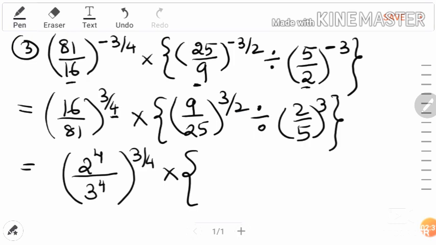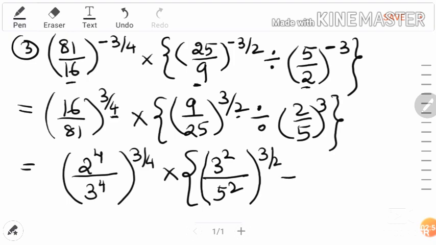Similarly, the main power in the second term is 3 on 2, the denominator is 2. So we will express the base numbers as numbers with power 2. So 9 will be written as 3 square and 25 as 5 square, whole to the power 3 on 2, divided by 2 to the power 3 divided by 5 to the power 3. We are separating the common power with numerator and denominator in this term.